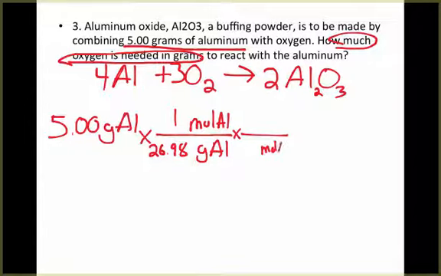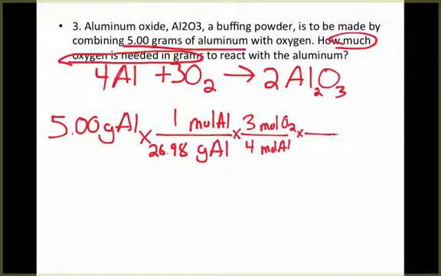Moles of aluminum on the bottom. Again, the only time I can go from reactant to product, or what I start with to what I want to go to, is through moles. So I use the mole ratio to get there. And the question's asking for oxygen. Again, use those coefficients. 4 for Al, you can see it in the balanced chemical equation. 3 for oxygen.